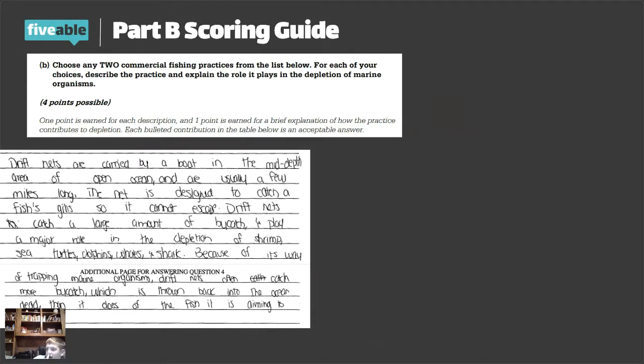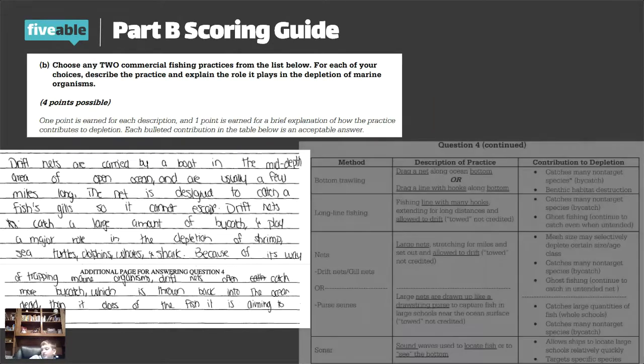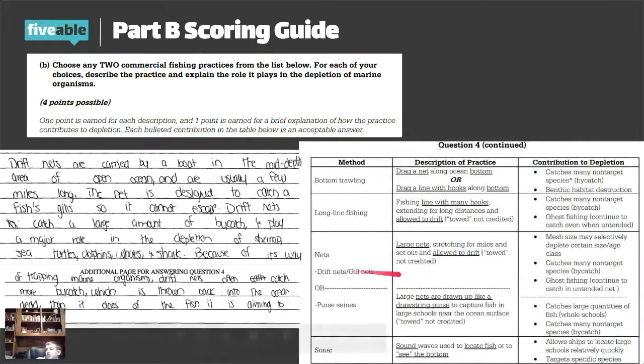Drift nets catch a large amount of bycatch and play a major role in the depletion of shrimp, sea turtles, dolphins, whales, and sharks. Because of the way of trapping marine organisms, drift nets often catch more bycatch, which is thrown back into the ocean dead, than it does of the fish it is aiming to catch. So let's see how they scored. So this one they talked about drift nets.